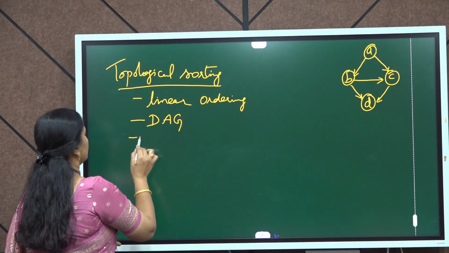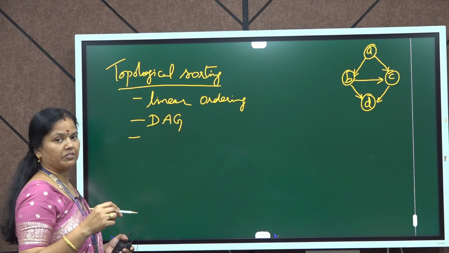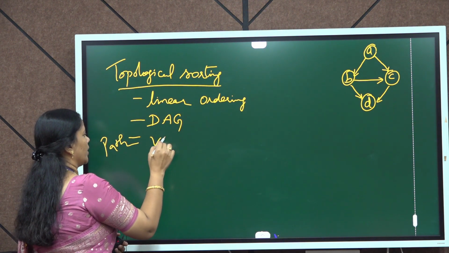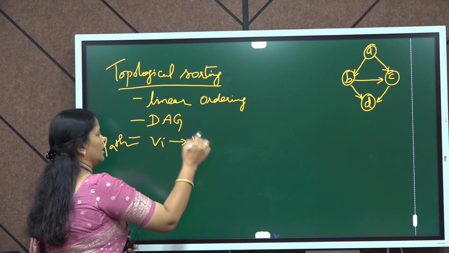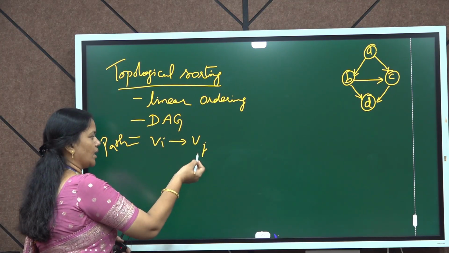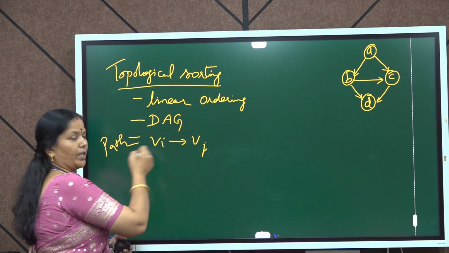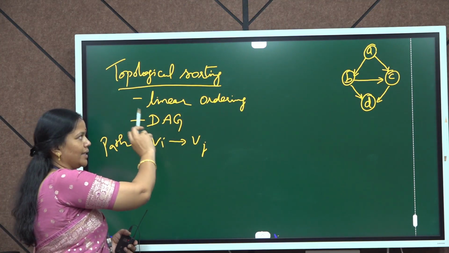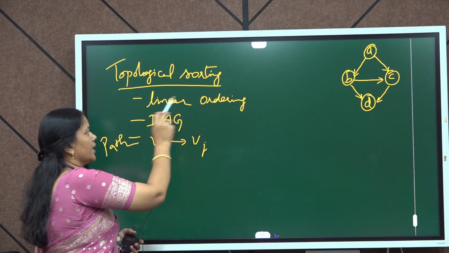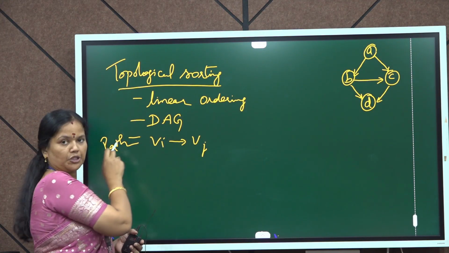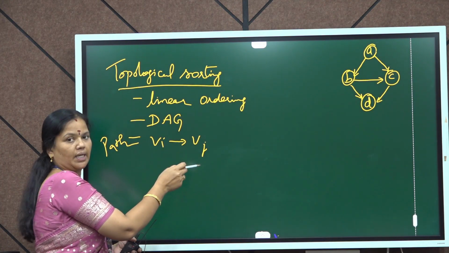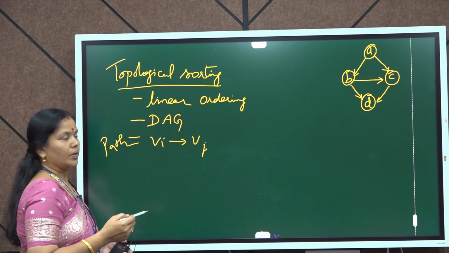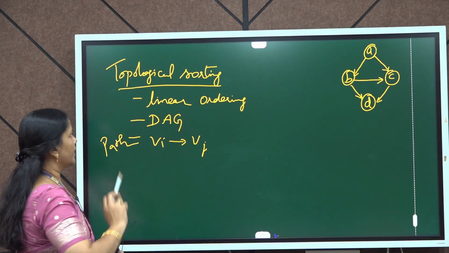And in another way, in the graph, if there is a path between Vi to Vj, then it means that Vj will appear after Vi. So, this is the entire definition. Topological sorting is a linear ordering in a directed acyclic graph, and there should be a path from Vi to Vj such that Vj appears after Vi.